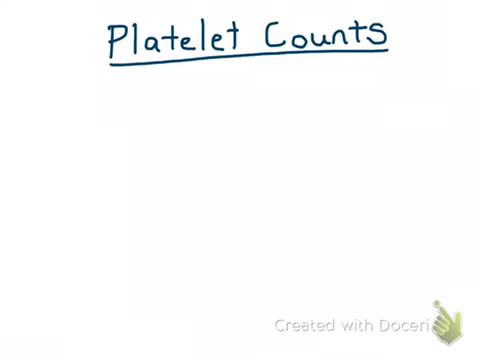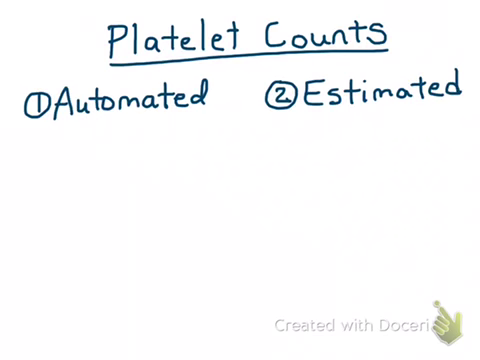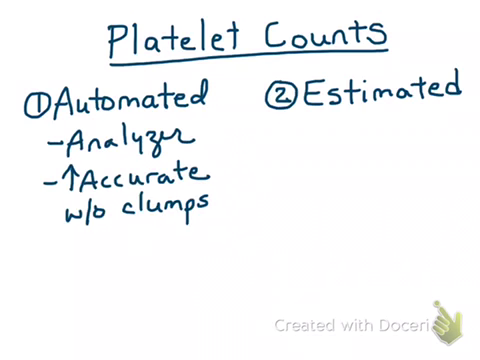There are two main ways for determining the platelet concentration in blood, and they are the automated platelet count and the estimated platelet count. The automated platelet count is the platelet concentration that the hematology analyzer produces, and this is a much more accurate platelet count when there are no platelet clumps.